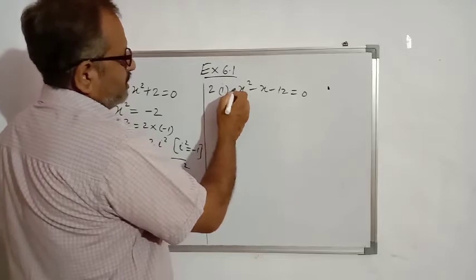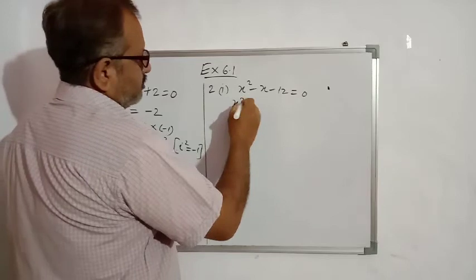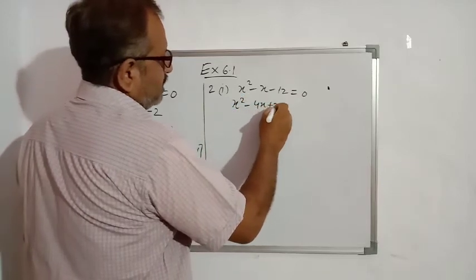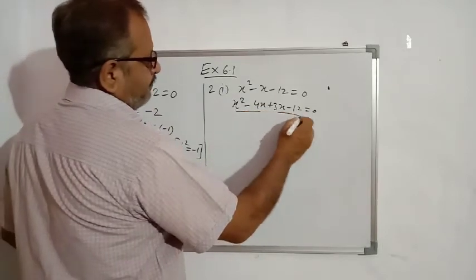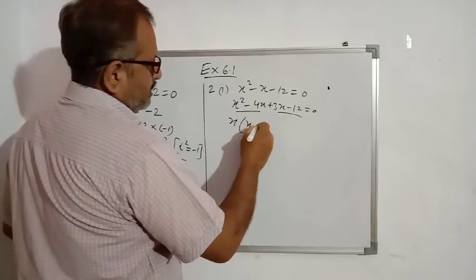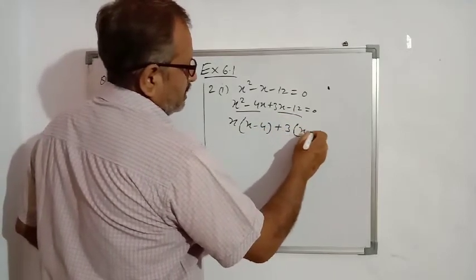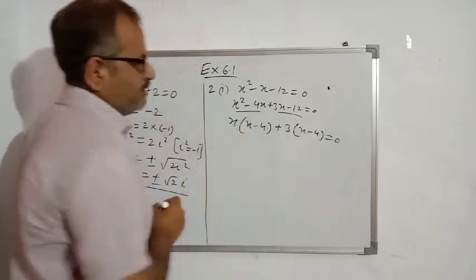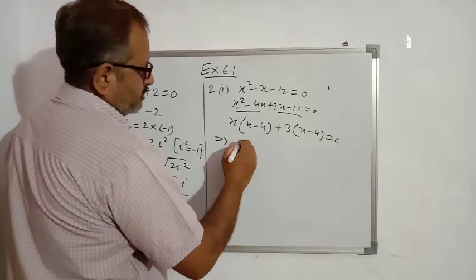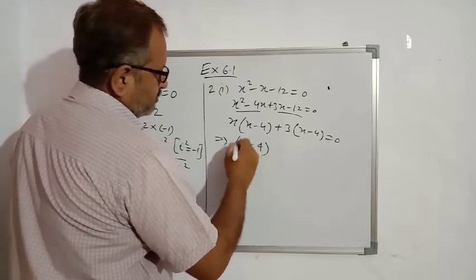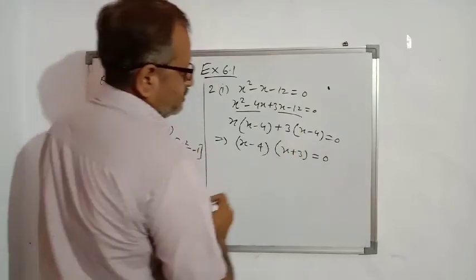Coefficient of x square is 1, 1 into minus 12. So for 12, 3 and 4 make 12. So we can write it as x square minus 4x plus 3x minus 12 is equal to 0. Make pairs. x common, x minus 4. Second pair, 3 common, x minus 4 is equal to 0. Now x minus 4 is common in both, so (x minus 4)(x plus 3) is equal to 0.